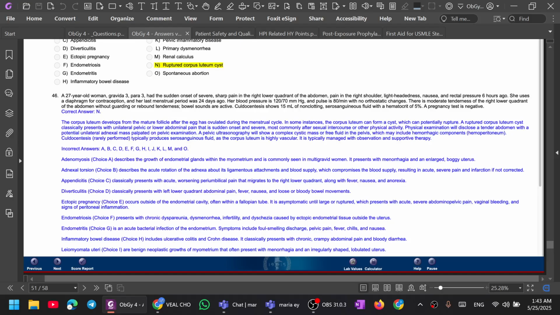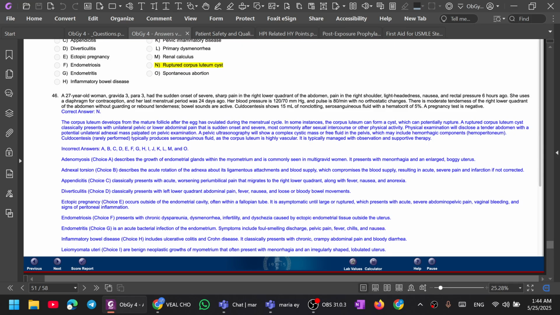Was there an adnexal mass here? No, none palpated on pelvic exam. Pelvic ultrasound will show a complex cystic mass or free fluid in the pelvis, which may include hemorrhagic components, hemoperitoneum. Culdocentesis, rarely performed, typically produces serosanguinous fluid as the corpus luteum is highly vascular. It is typically managed with observation and supportive care.